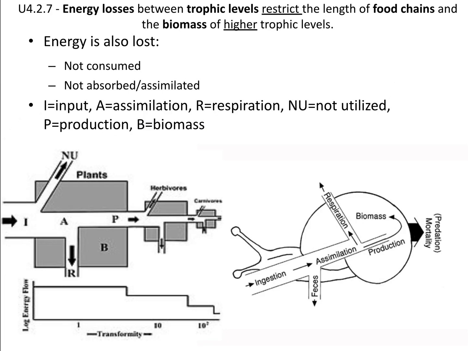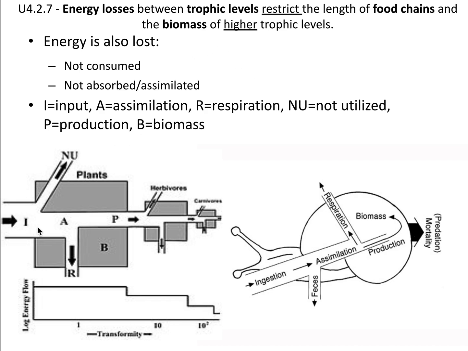Okay, so the last understanding. Energy losses between trophic levels restrict the length of food chains and the biomass of higher trophic levels. So basically what that is saying, like I brought up in the very beginning of the lecture, is there can't be as much biomass at the top of a food chain because there's not enough energy to support that.